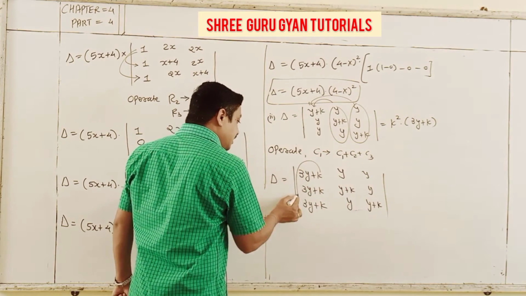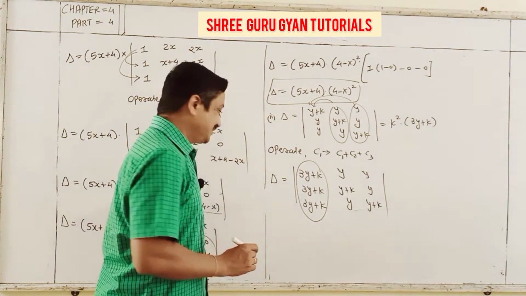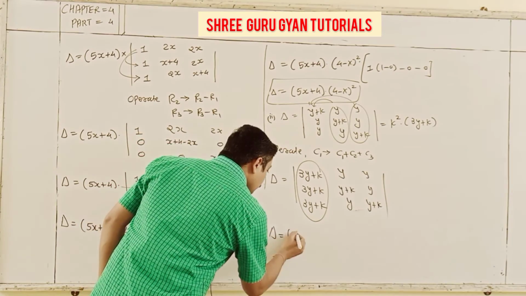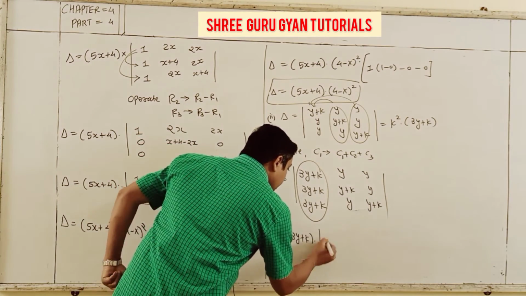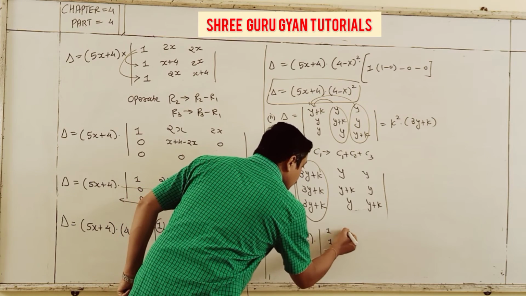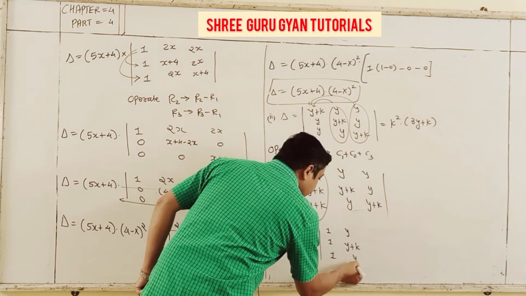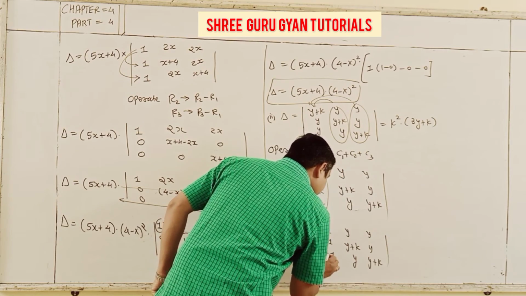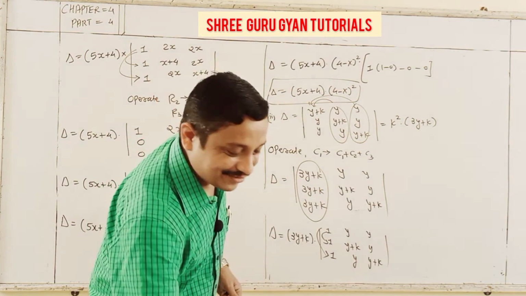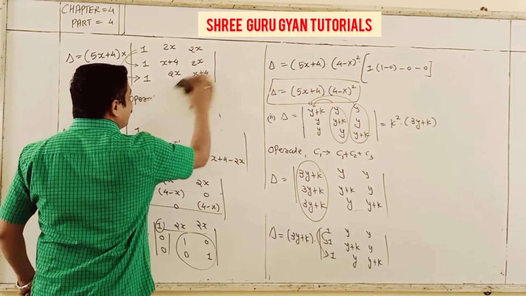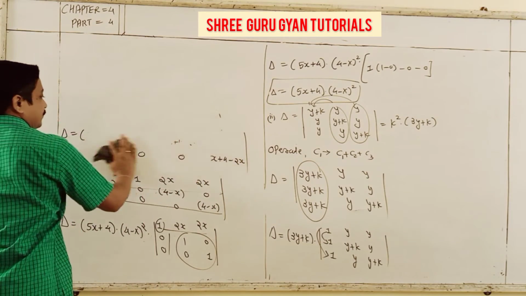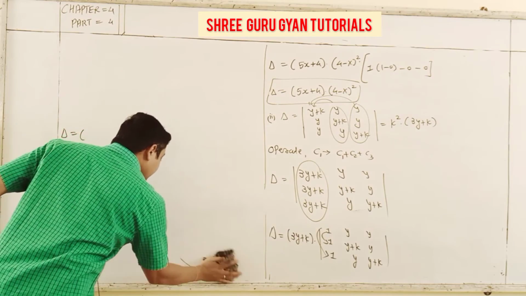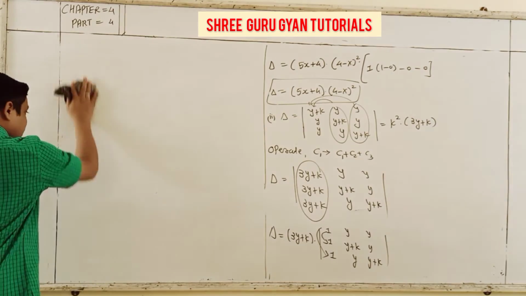Now you decided by the common. So 3y plus k. Remaining are 1, 1, 1. Y, y plus k, y. And y, y, y plus k. Students, now you will just subtract it. Two zeros is defined. Very easily, you finished your sum. Indirectly, very easy and simple numerical, students.